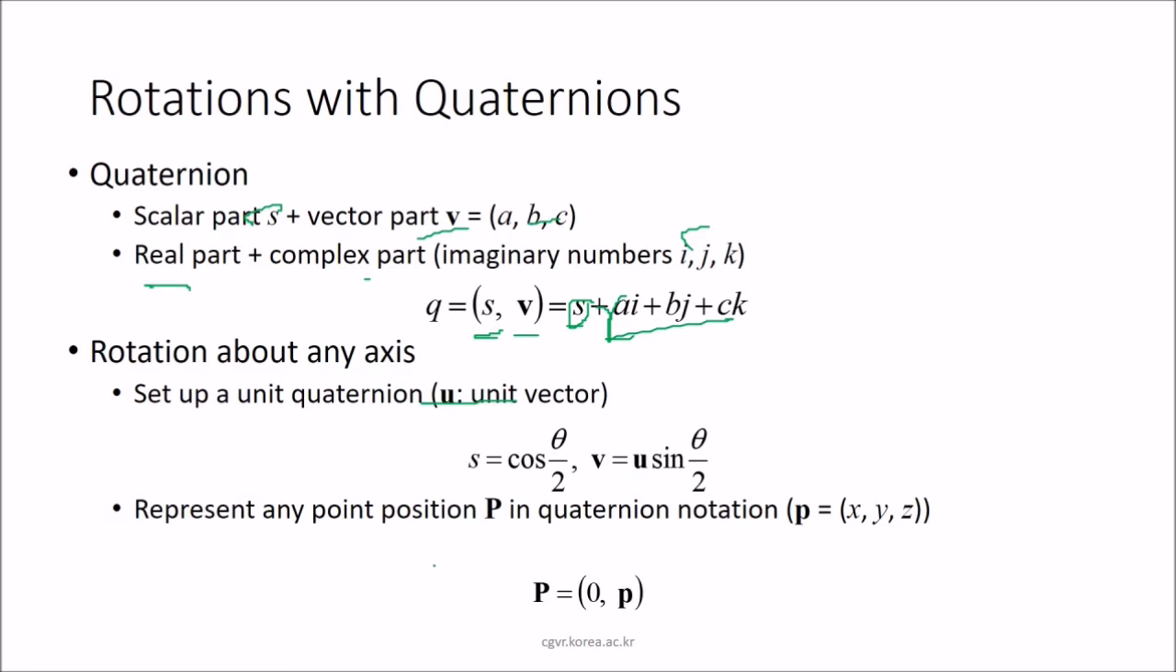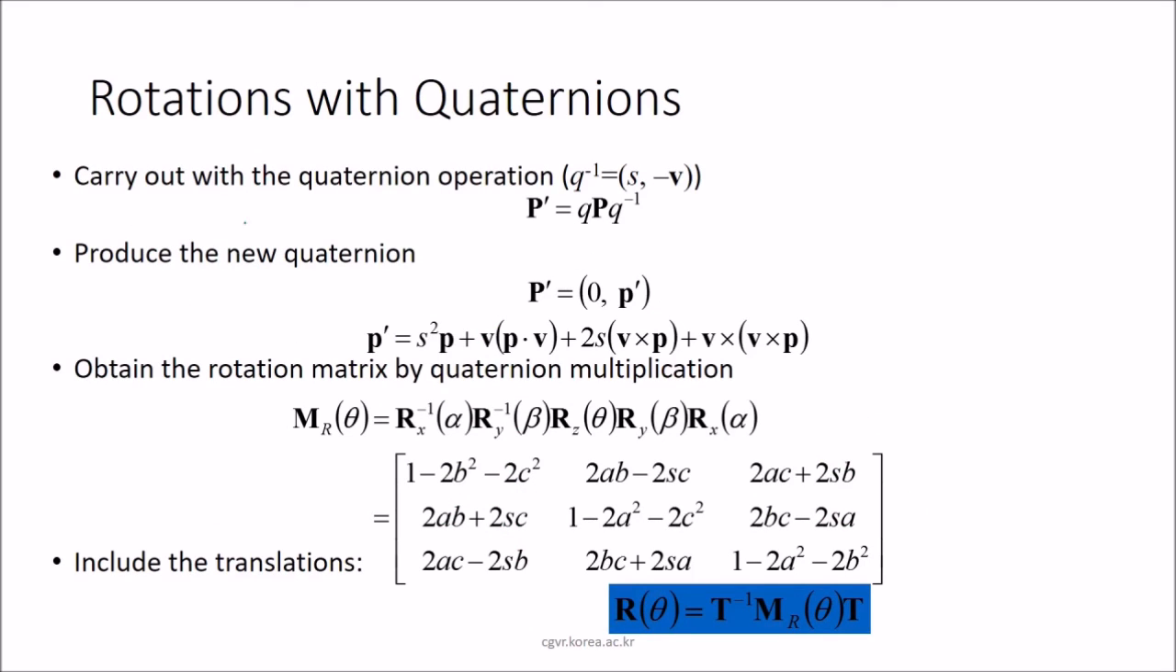So we can represent any point p in quaternion notation like this: p is equal to (x, y, z), which is the capital P equal to (0, p), small p. We can easily represent any point position with the quaternion notation. So the rotation with the quaternion, we carry out with the quaternion rotation, where q inverse will be s minus v. So p' will be q p q inverse. We produce a new quaternion, that is p'. P' is equal to s square p plus v p v, 2s v cross p, v dot p v. So we obtain the rotation matrix by quaternion multiplication as we did in the previous case. So this is given by this matrix.